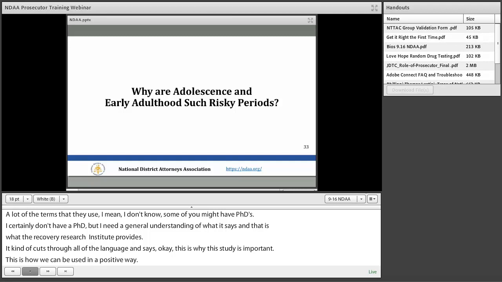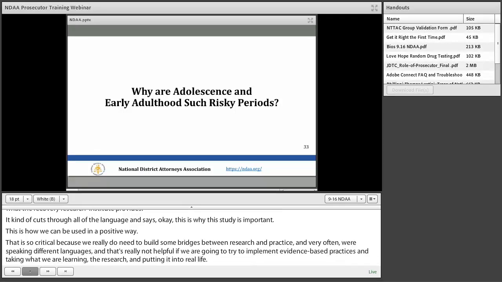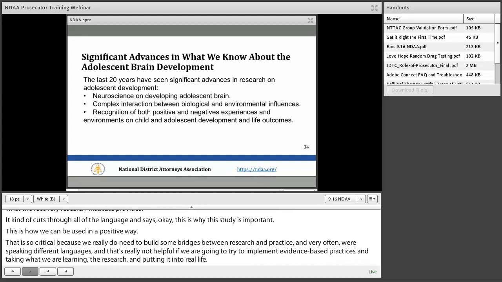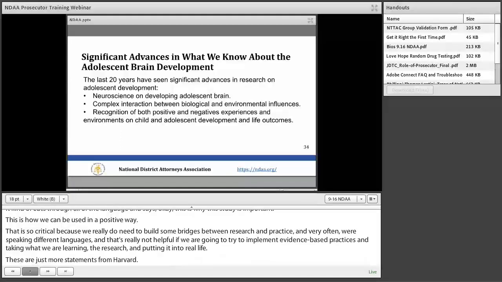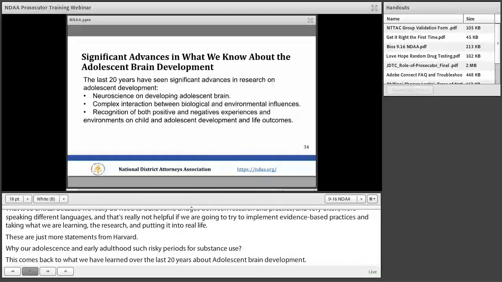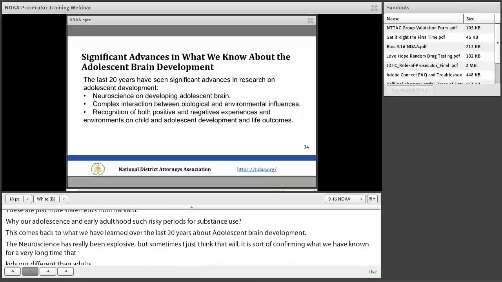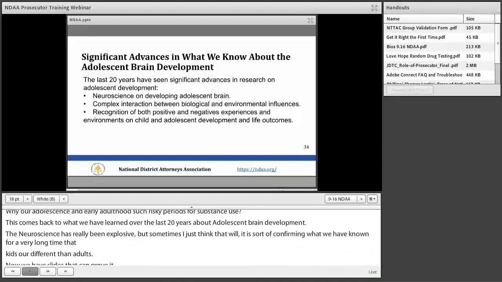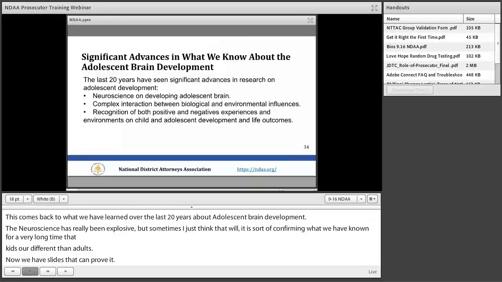So these are just some more statements from Harvard. Why are adolescence and early adulthood such risky periods for substance use? This comes back to what we've learned over the last 20 years about adolescent brain development. The neuroscience has really been explosive. But sometimes I think it's sort of confirming what we've known for a very long time, that kids are different than adults. But now we have slides that can prove it, and I always go back to the fact that juvenile court was created back in 1899. So the fact that we know kids are different, that's not a newsflash.